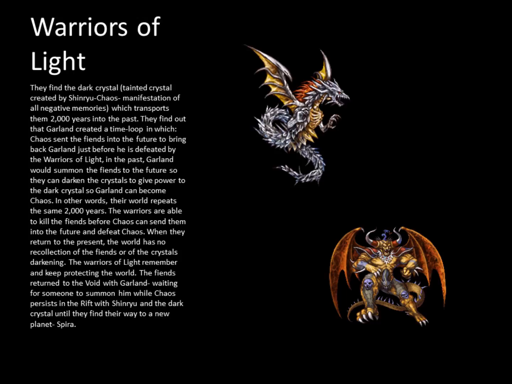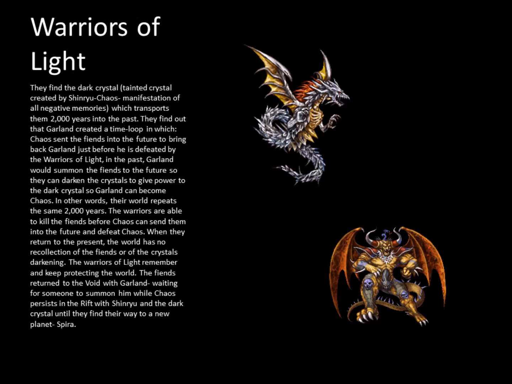They find out that Garland created a time loop in which Chaos sent the fiends to the future to bring back Garland just before he was defeated by the Warriors of Light. In the past, Garland would summon the fiends to the future so they can darken the crystals to give the power to the Dark Crystal so Garland can become Chaos. In other words, the world repeats the same 2,000 years. The warriors are able to kill the fiends before Chaos can send them into the future and defeat Chaos finally.